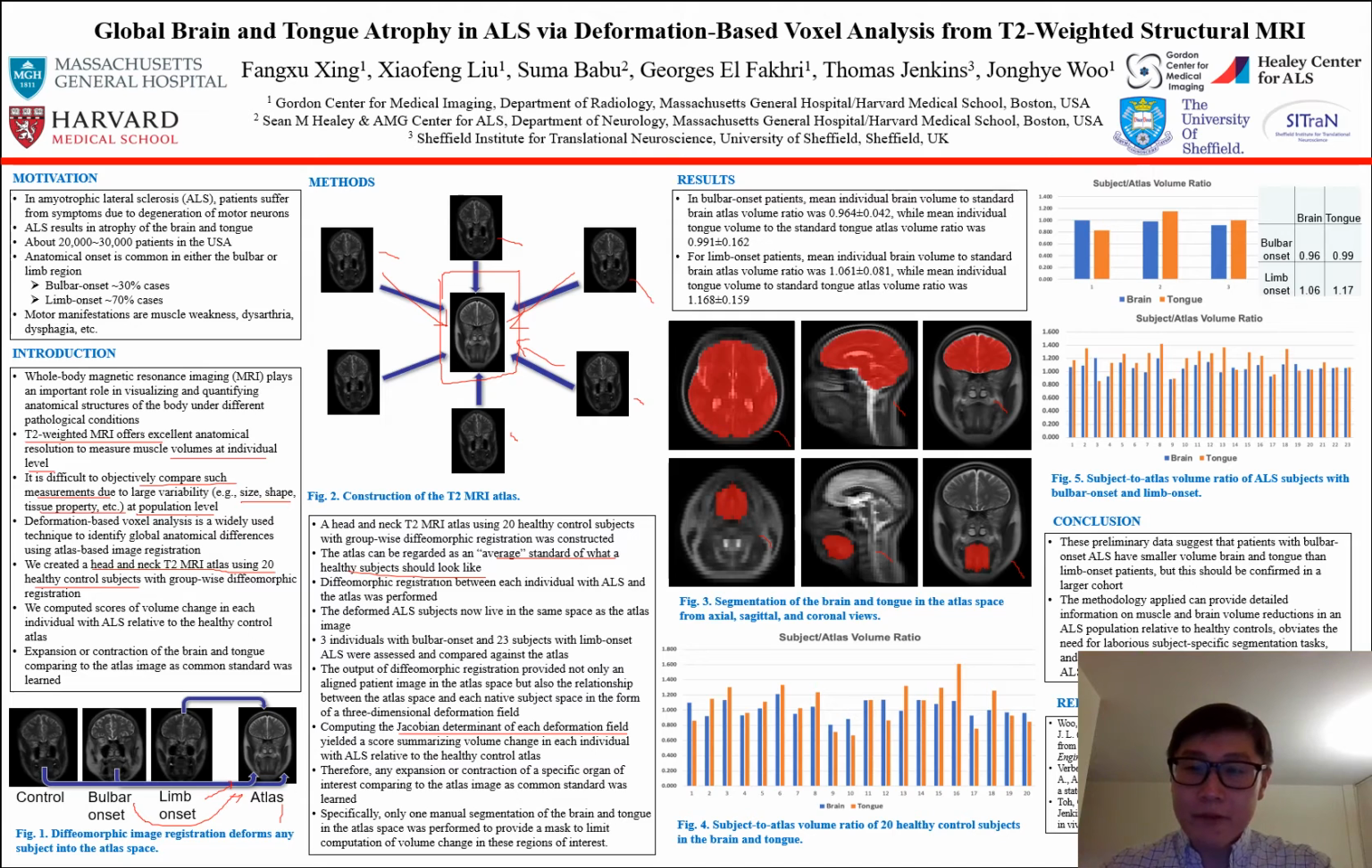So we computed the volume change of 3 ALS patients with bulbar onset and 23 ALS patients with limb onset. And for the 3 bulbar onset patients, you're basically going to see a decrease of volume both in the brain and the tongue. And for the 23 limb onset patients, you're going to see an average increase of volume both in the brain and the tongue. So those are some very basic observations we saw from this preliminary data.